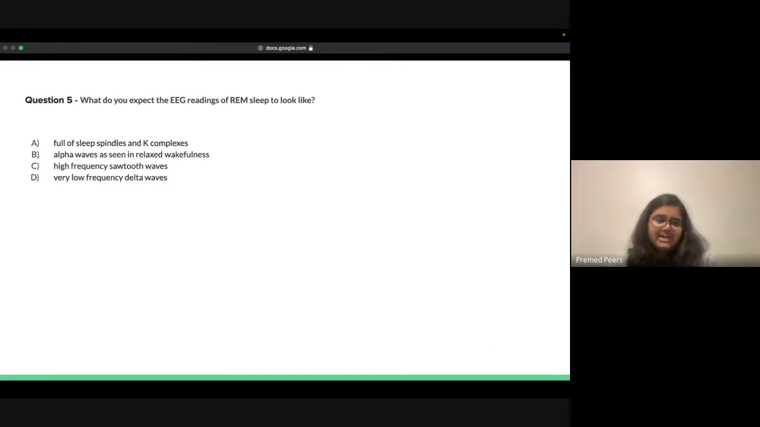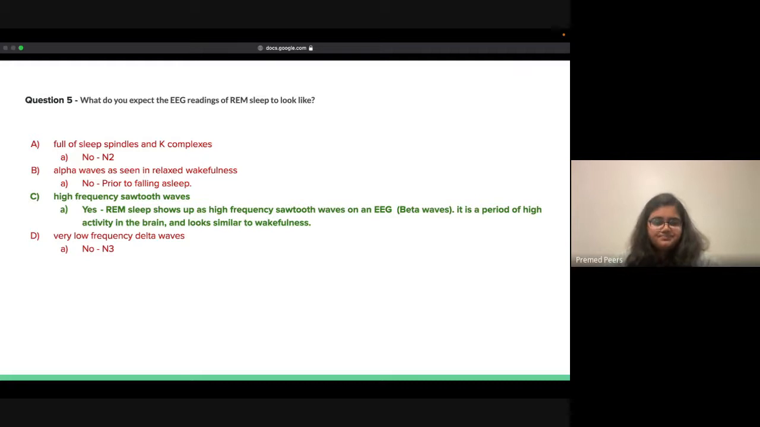Okay, finally, question 5. What do you expect the EEG readings of REM sleep to look like? Recalling one of our previous answers, we understand that REM sleep looks similar to wakefulness, actually. So that's why C is the correct answer. Again, let's just go through the different options. A, REM sleep will not be full of sleep spindles and K complexes. That's N2. B, alpha waves as seen in relaxed wakefulness. No, that occurs prior to falling asleep.